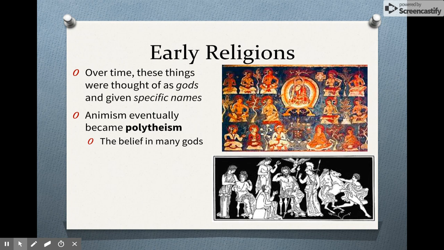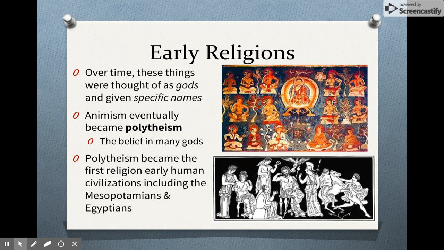But over time you have all of these different animism godlike figures, and eventually it becomes polytheism, a belief in many different gods. Polytheism became the first religion in early human civilizations, including the Mesopotamian and Egyptian civilizations. Poly means many. Theism, of course, has that theology, religious undertone to it. So basically, we're talking about many gods out of one.